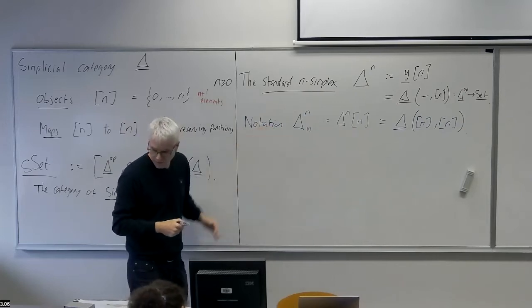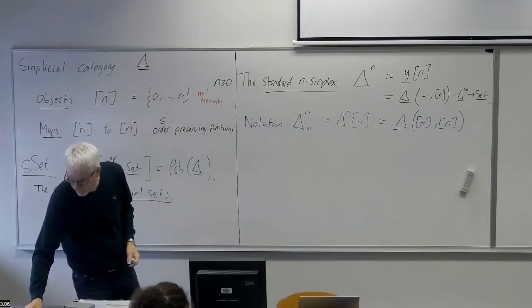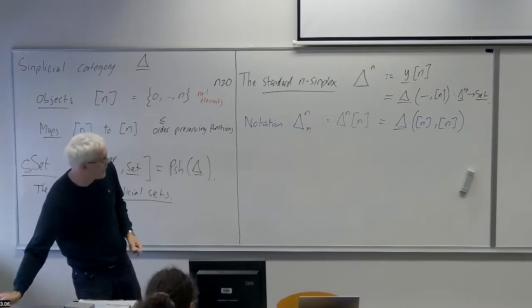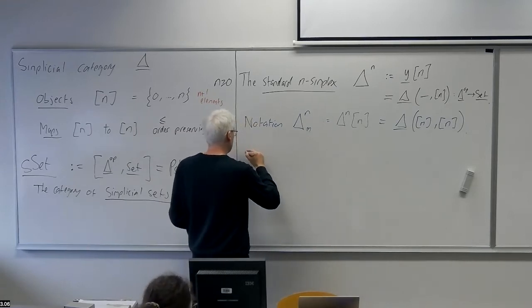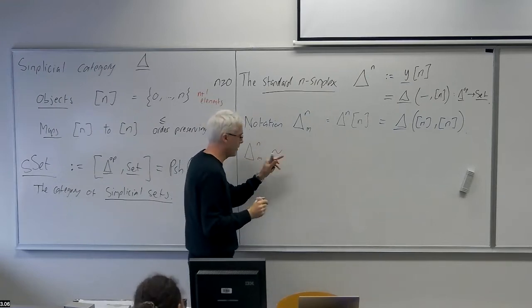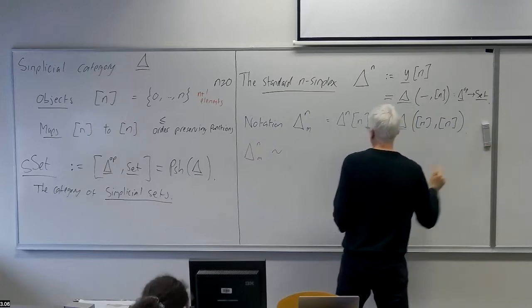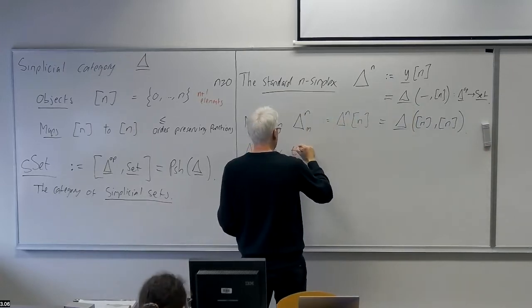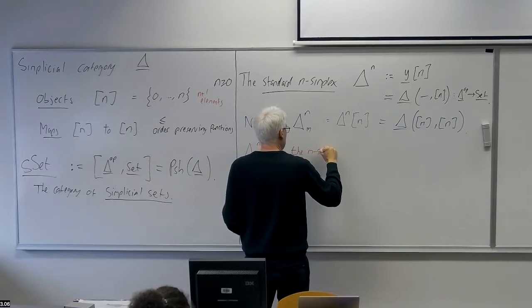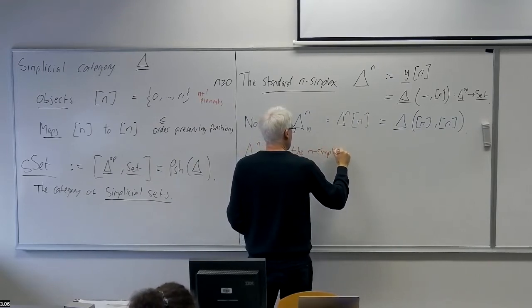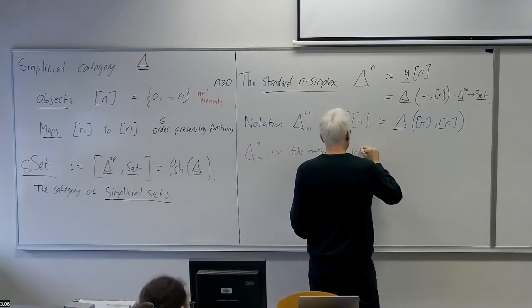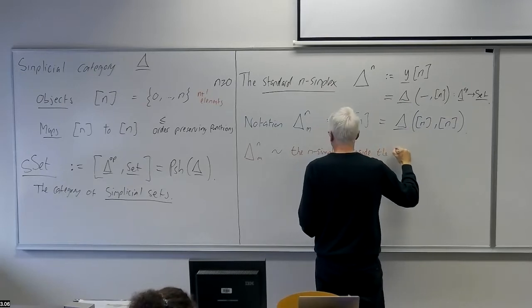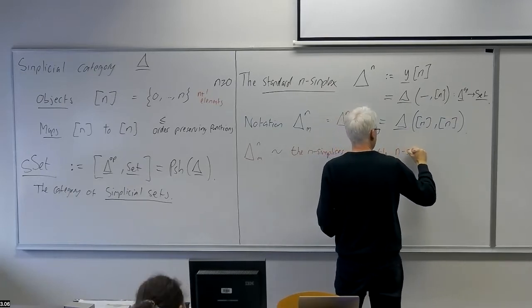So again, it's just notation at the moment, but let me explain how to think about this, and then we'll look at an example. We think of delta n as, so this wavy line means think of it like this, the m simplices inside the n-simplex.